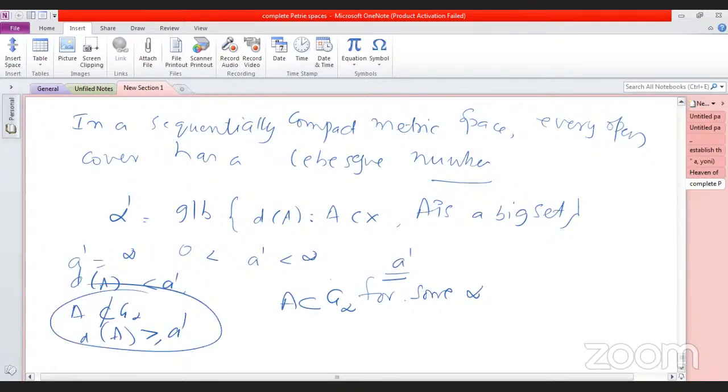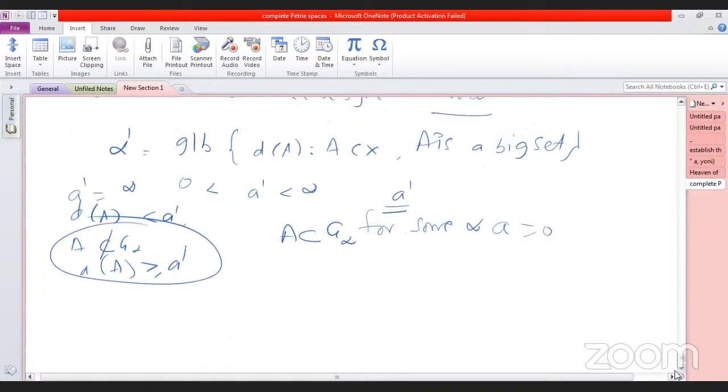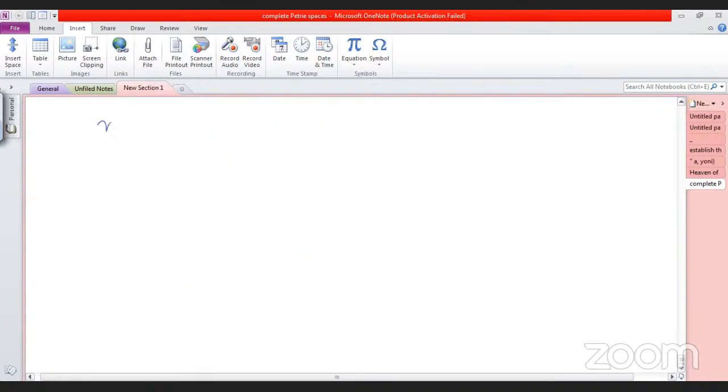That is a contradiction, just keep it in mind. Therefore a dash equal to 0 is possible. Since every big set has two points, I am taking the 2 points here. For n belonging to N, there exists a big set Bn such that 0 less than d of Bn less than 1 by n. Definition of G you have to study. We can choose xn belonging to Bn.